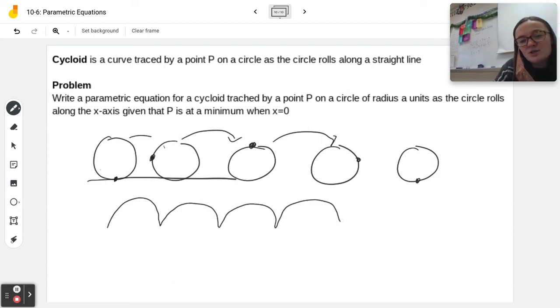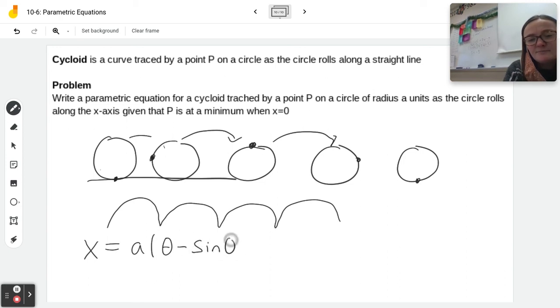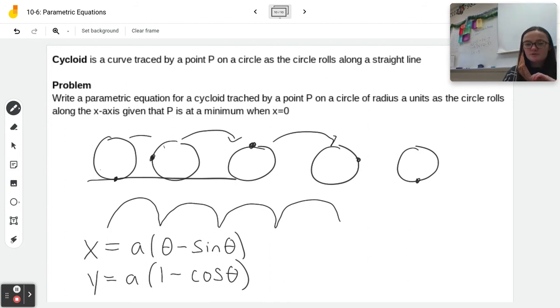So P continues to go up, up, up, and then down, down, down, and then back up, up, up, down, down, down, et cetera, et cetera. You can actually represent that parametrically. We won't talk about the proof of how to get that per se today, but this would be the equation. It'd be x is equal to some value a, just some coefficient, of theta, which would be your t, minus sine of theta. And the y portion would be a times parentheses 1 minus cosine of theta. So if you graph both of those in parametric form, you're going to get a pretty cool graph.